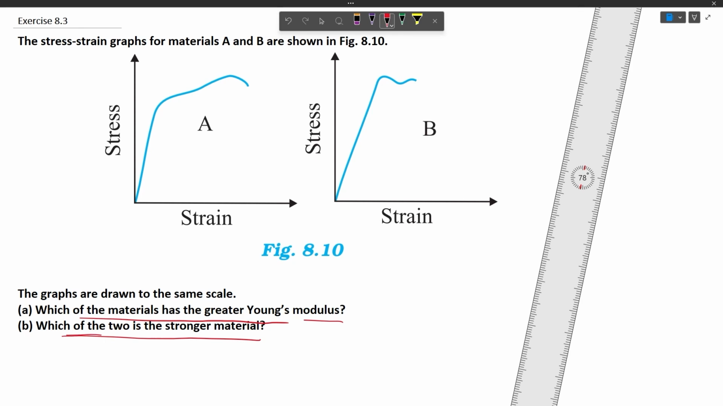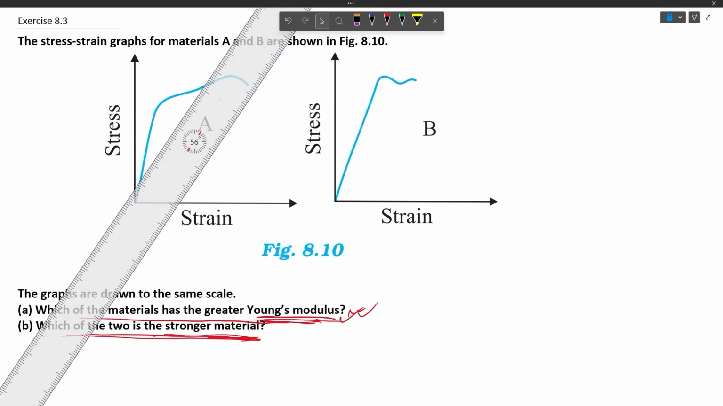As per the definition, we know that a strong material is a material which can respond to a greater stress as compared to the other material, and Young's modulus is the slope of the stress strain curve under the elastic limit. So if we compare the stress strain curves of these two graphs, we can get which Young's modulus is greater, and if we compare the highest stress that the material can reciprocate to, then we will get the stronger material. So we will use this scale to find out these two values.